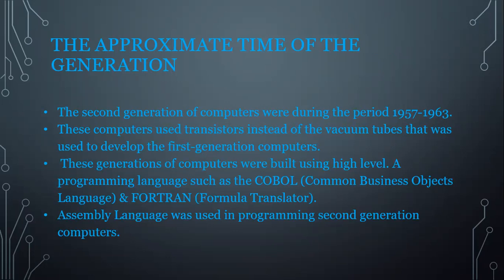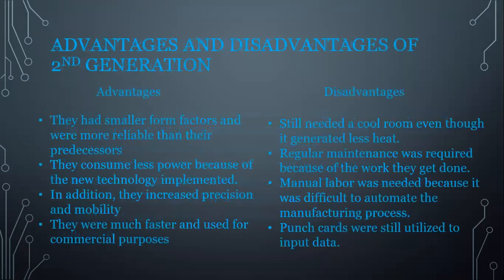Now, this generation of computers was built using high-level programming languages, such as COBOL, or as we may say, Common Business Oriented Language, or Fortran, Formula Translator. Assembly language was used in programming second generation computers, as we all may know. Now, we have some advantages and disadvantages of the second generation computers.